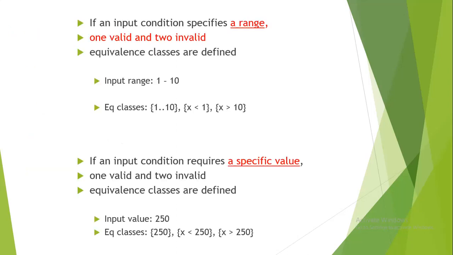If an input condition specifies a range, one valid and two invalid equivalence classes are defined. For example, for an input range of 1 to 10, the classes are 1 to 10, x less than 1, and x greater than 10. If an input condition requires a specific value, one valid and two invalid equivalence classes are defined. For example, for an input value of 250, the classes are 250, x less than 250, and x greater than 250.